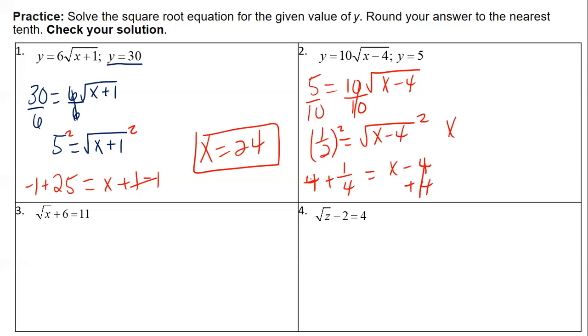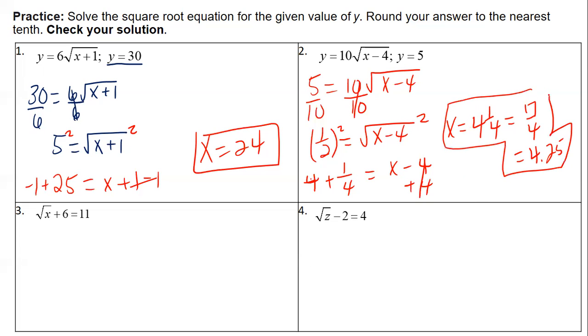So x equals, so you could have written it as a mixed number, 4 and 1/4. You could have written it as an improper fraction, 17/4, or you could have written it as an exact decimal, 4 and 25/100. Any one of these is appropriate. That made no sense the first time I said that. My bad. The last part wasn't necessary.